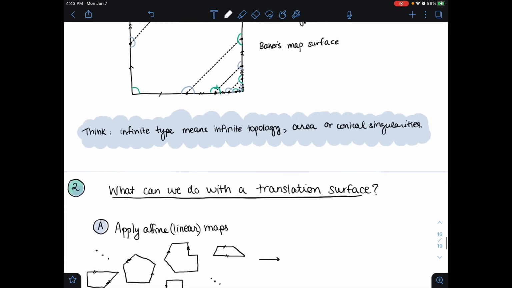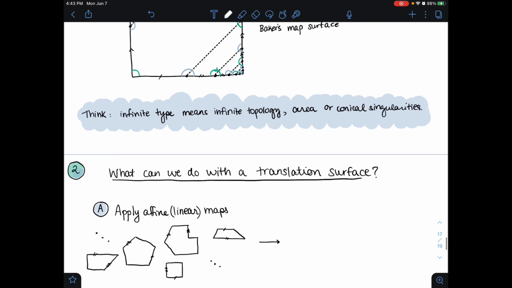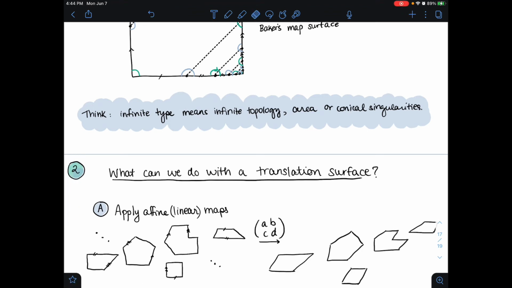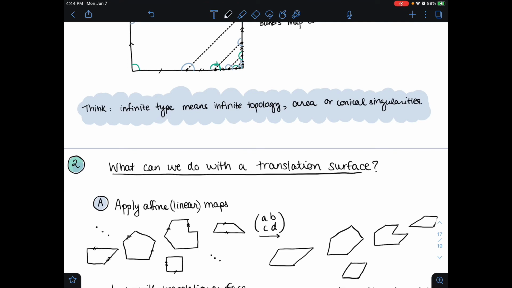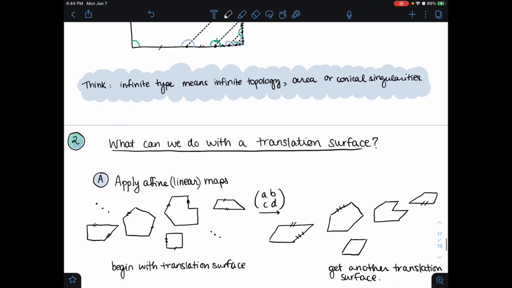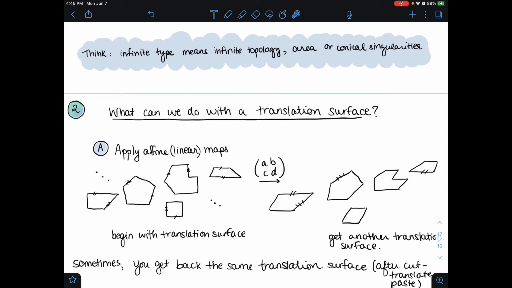So if you have your collection of polygons here with identifications, and then let's say we apply to that some linear transformation. I'm thinking these polygons are somewhere in the plane, and I just apply this transformation to the whole plane, and I see what happens to my polygons. All right, so they get all shifted like this in some linear way, and the identifications stay the same. So this is still identified to this, and this is still identified to this, and so on and so forth. And we get another translation surface. And so we can move around in the space of translation surfaces by applying linear maps. And sometimes you can get back the same translation surface.